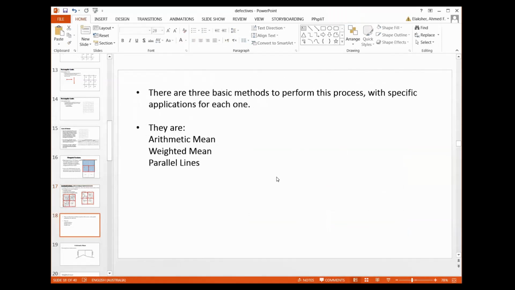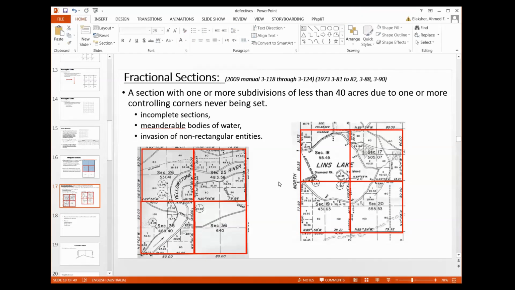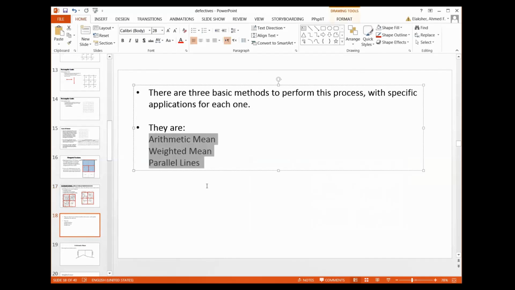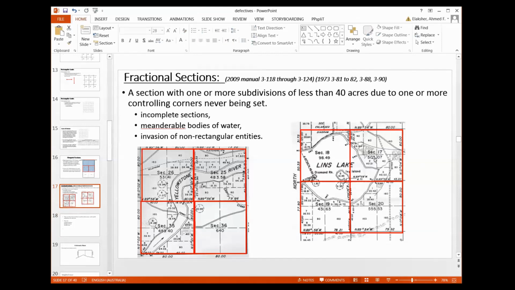Okay, how do we subdivide such sections here if we are going to subdivide them? The manuals say when you subdivide these sections, there are different ways to do that: arithmetic mean, weighted mean, parallel lines, but I'm not going to go through them now. I'll just show you the fractional sections. The idea of fractional sections, and then we'll talk about the subdivision of these sections later.